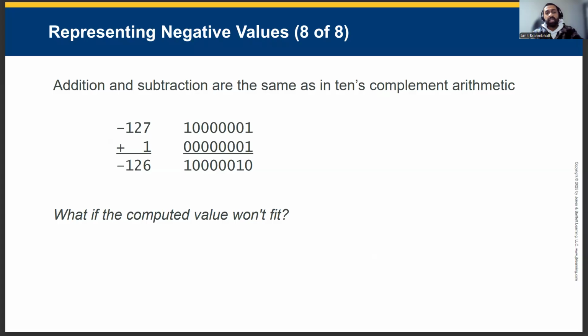However, a limitation arises when the result of computation exceeds the number of bits available. When this happens, overflow occurs, producing an incorrect result. The example shown demonstrates what happens when values fall outside the representable range. This highlights the limits imposed by finite storage in digital systems.